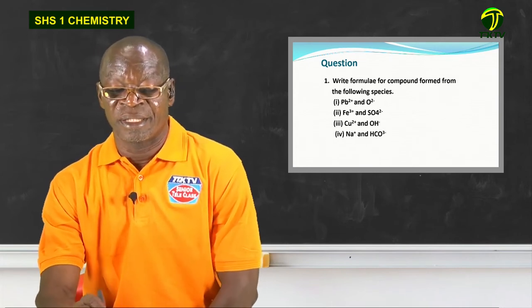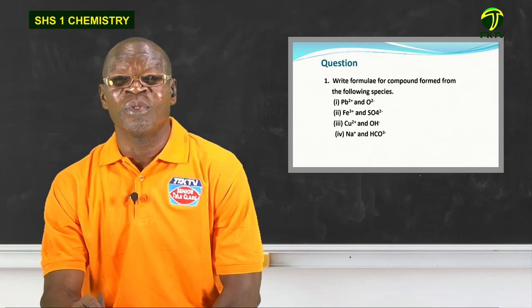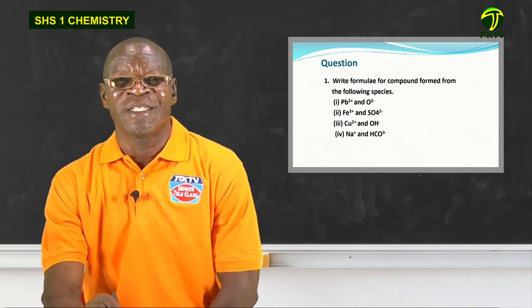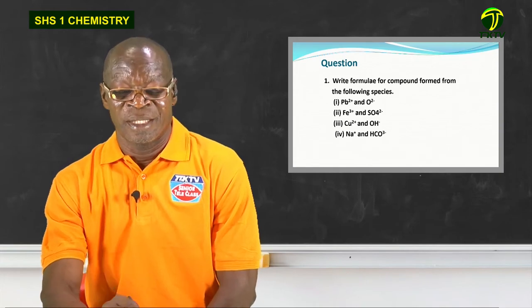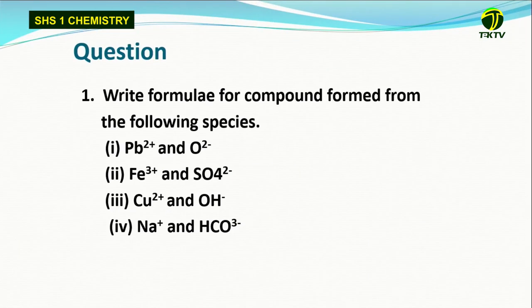So let's look at this question, and then I'll give you just 1 minute to give me the answer. Question one: write formulae for compounds formed from the following species. I, Pb2+ and O2-. II, Fe3+ and SO4 2-. III, Cu2+ and OH-. IV, Na+ and HCO3-. It's supposed to be HCO3, so put the 3 there so that you can give me the formula.